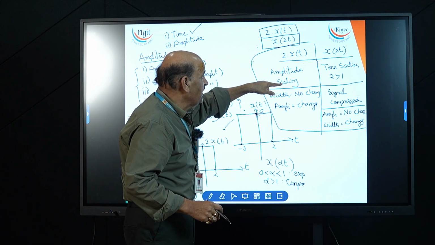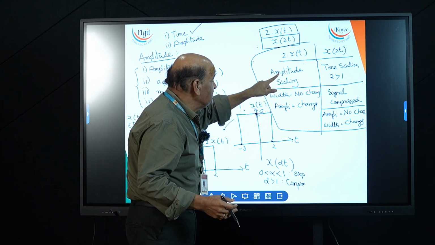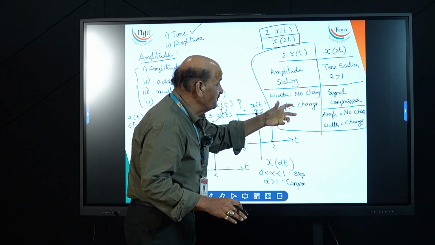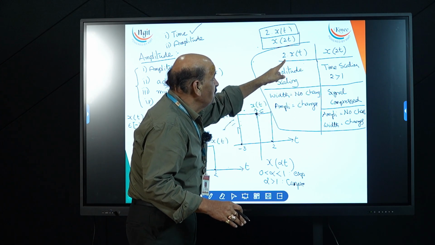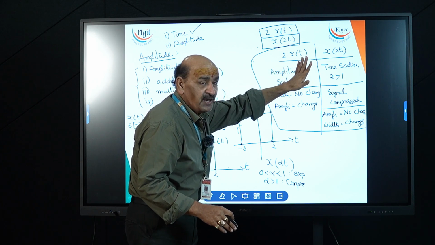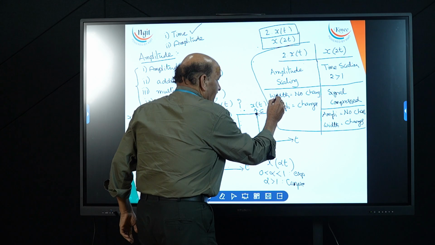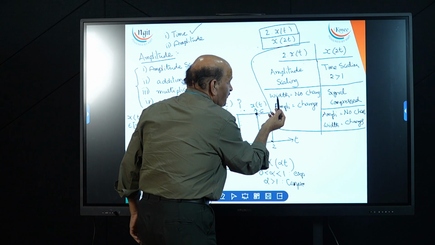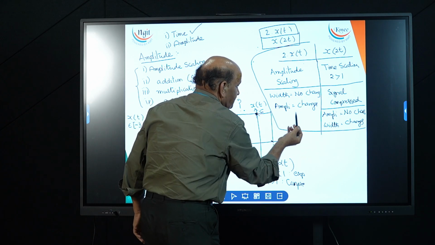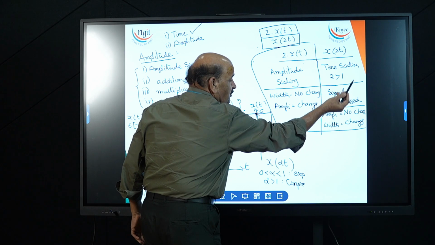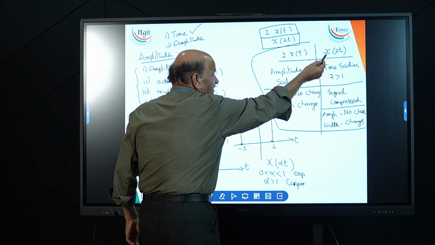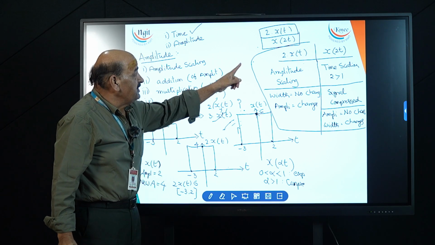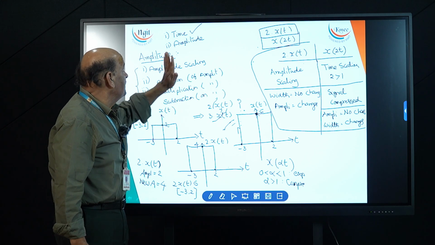But in amplitude scaling, the name itself indicates the change is in amplitude, but no change in the width. Students have to distinguish between these two. Look at 2 times x of t and x of 2t. These two are different. In one, the width has no change but the amplitude changes; in the other, the width changes but the amplitude has no change. This is called amplitude scaling, and that is called time scaling. These are the differences between these two signals.